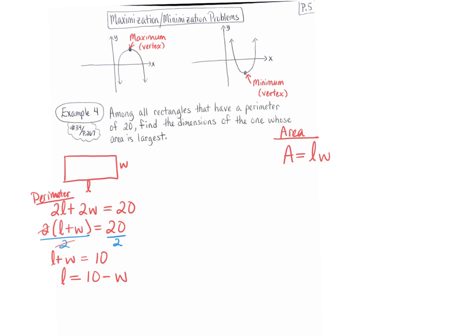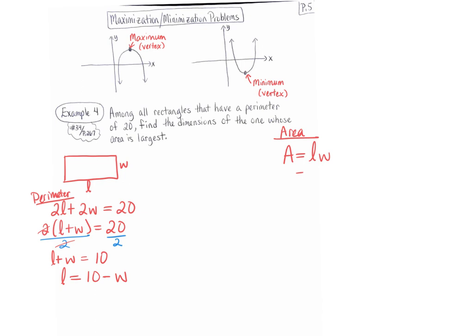Among all rectangles that have a perimeter of 20, that's where this information came from, find the dimensions of the one whose area is the largest. So we know A is equal to L times W. We need A to be in terms of one variable, but we know our perimeter gave us that L is equal to 10 minus W. We can now substitute 10 minus W in for L here, and our area will be in terms of one variable.